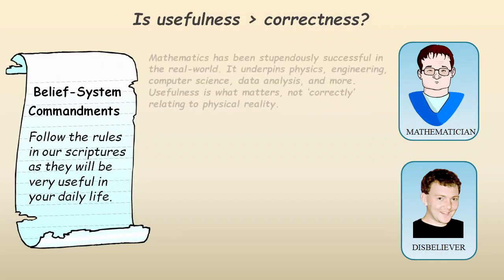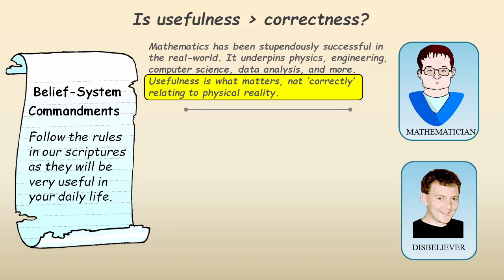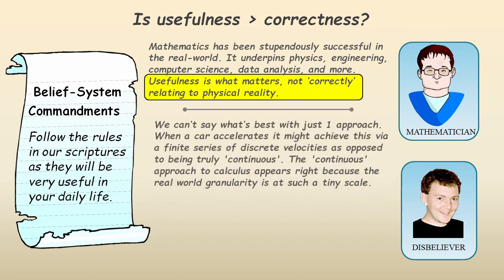Another argument is that usefulness is far more important than correctness. The current approach to mathematics has been stupendously successful in underpinning the sciences, and this apparent success means that the abstract approach must be far superior to any other approach, such as one that tries to reflect observations in physical reality. But we haven't developed a physics-based approach to mathematics, and so we can't assume that the incumbent abstract approach would necessarily be the best.